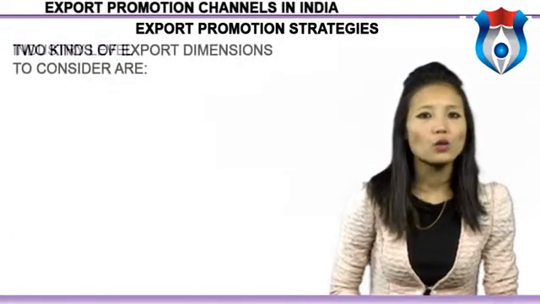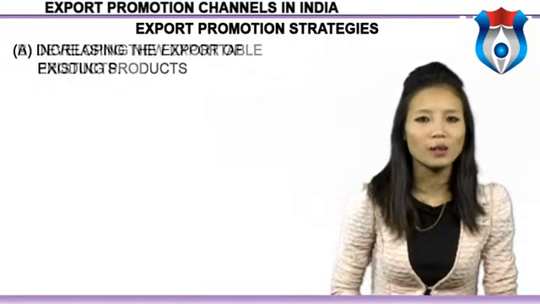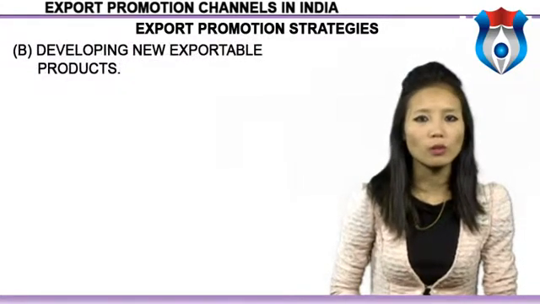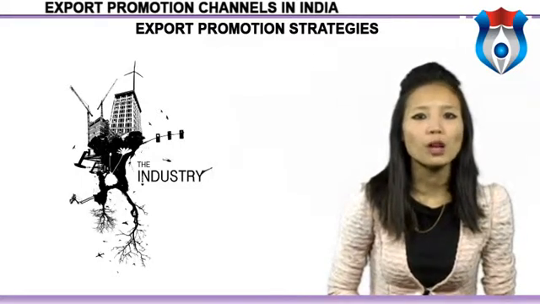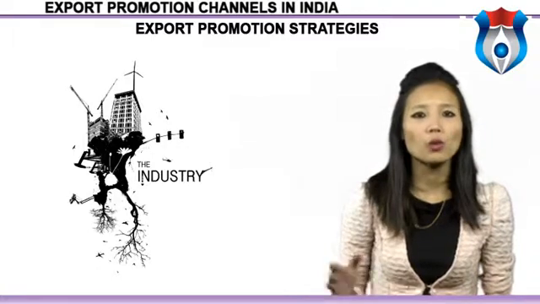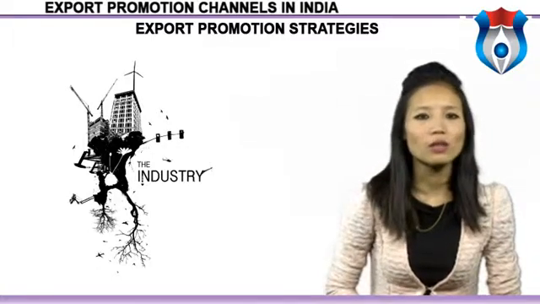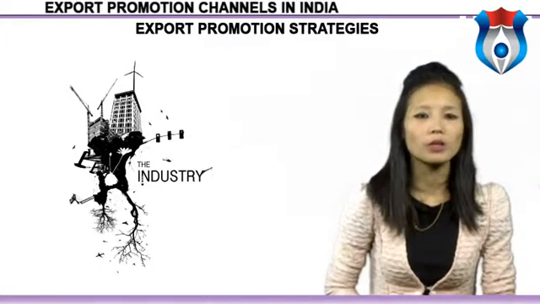Industry level. Two kinds of export dimension to consider are increasing the export of existing products and developing new exportable products. Increasing the exports of existing products means looking at what industries currently produce for export to the world market. For many transitional and emerging economies, exports are mainly commodity and primary products.